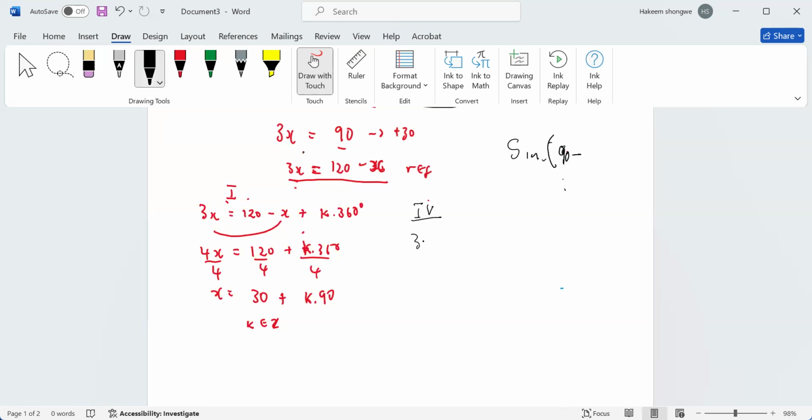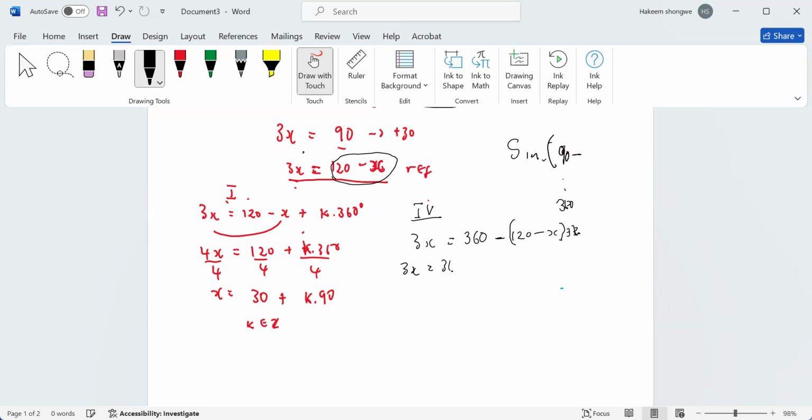So I'm going to have 3x equal to 360 degrees minus (120 minus x), minus into the reference angle, our reference angle is this part, minus (120 minus x), plus k multiplied by 360. So we have 3x, which is going to be 360 minus 120 plus x, plus k multiplied by 360.